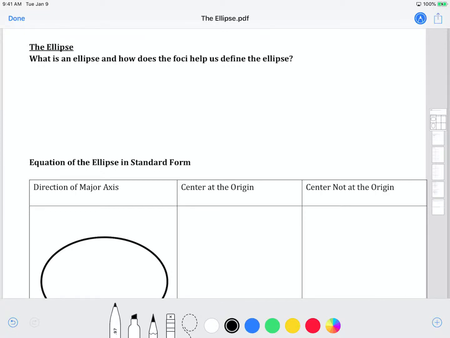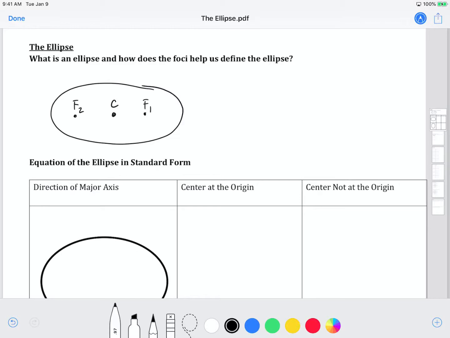So now in this chapter, we're going to talk about conic sections. And one of the conic sections is called an ellipse. And an ellipse is an oval shape. And it's got a center in the middle. And it's got two focus points. We'll call it focus 1 and focus 2.